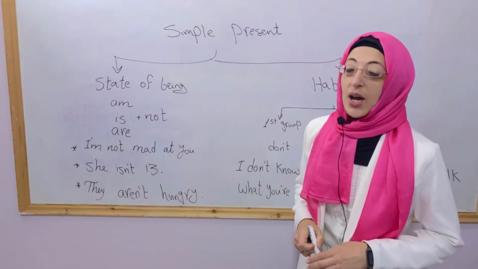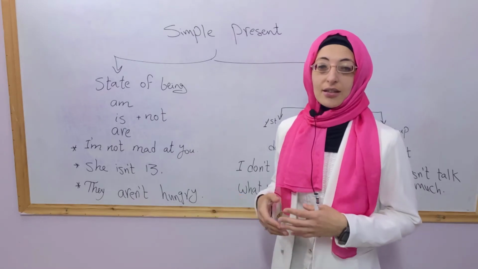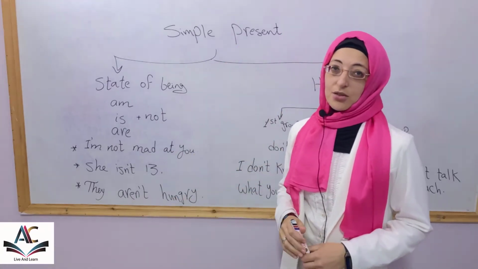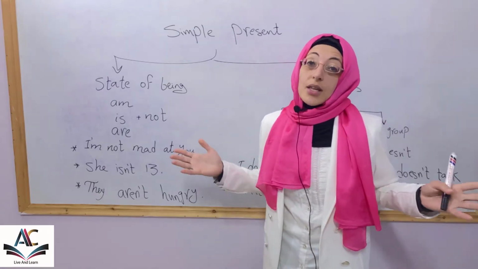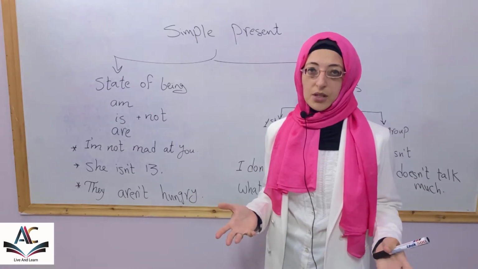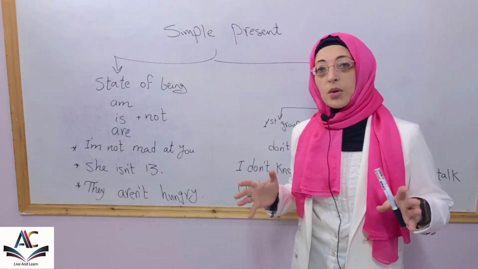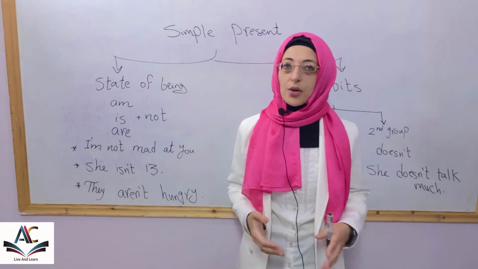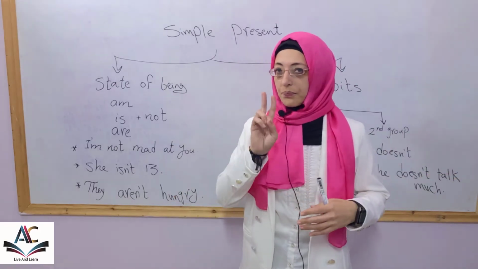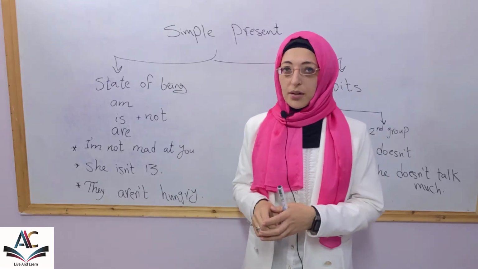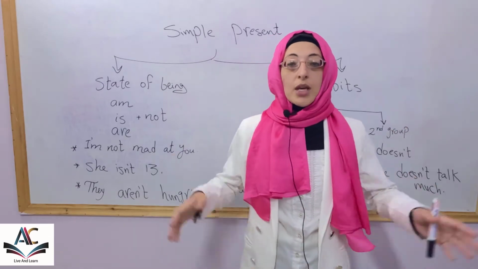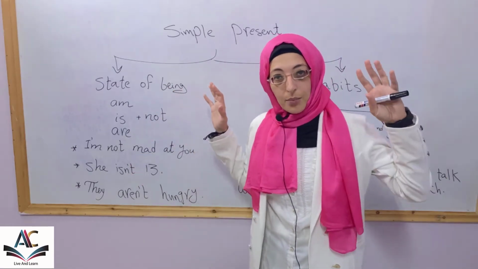Okay, my dear, so as I said in the introduction, today we're gonna go further with our simple present tense. So today we're gonna talk about the negative form of simple present tense. How can we make a negative form of simple present tense? First of all, do you remember when I told you that you have to organize your ideas and divide the use of the grammar rule into two things? Do you remember that I told you we have the state of being and that we have habits? So this is the same that is gonna happen now.